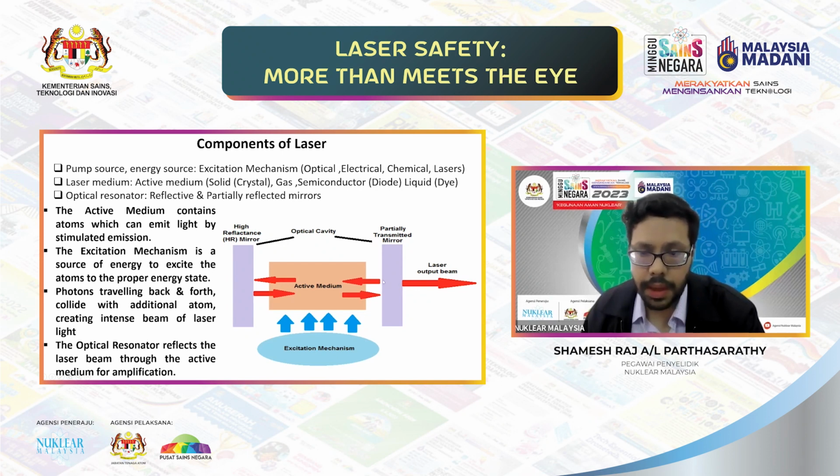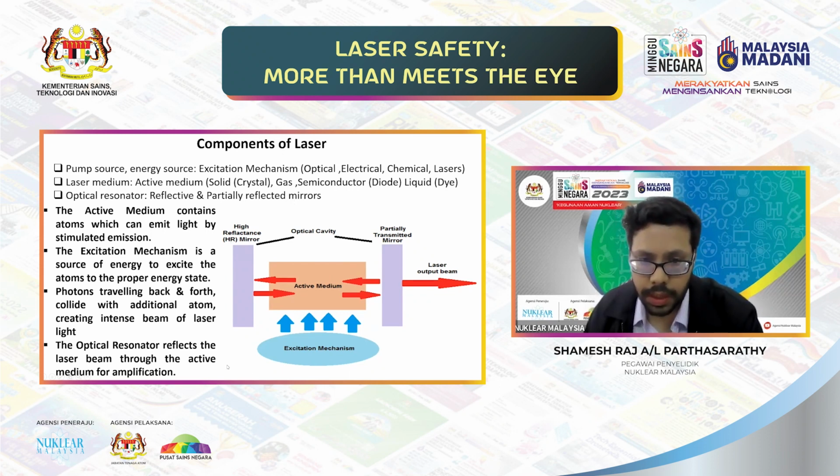The next component of the laser is the laser medium itself. The laser medium is generally the active medium, whereby lasers are classified according to the active medium. The active medium is technically the ingredient needed to generate the laser itself. It can be solid or crystal, gas, semiconductor or diode, and also liquid or dye lasers. And the final component would be the optical resonator. We have two types of optical resonator, the reflective and the partially reflective mirrors.